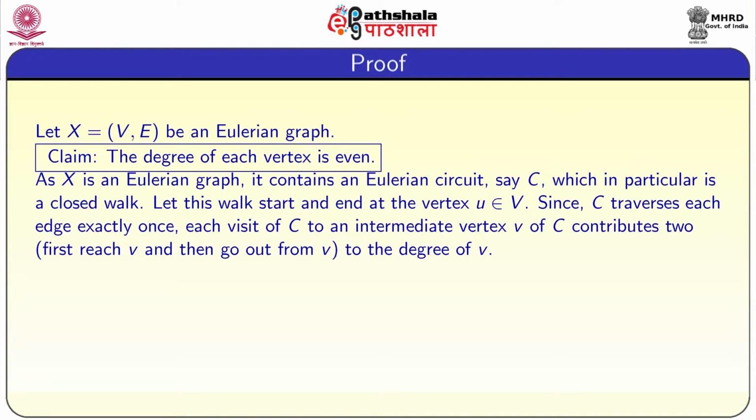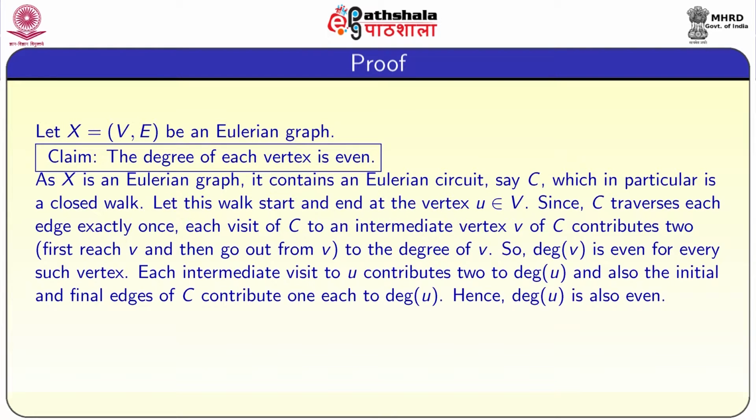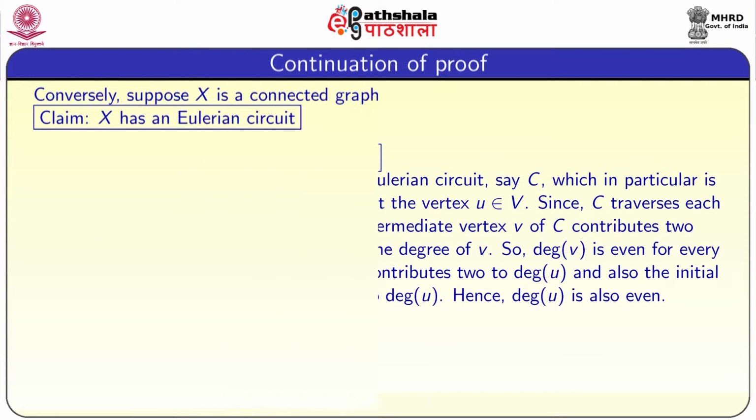First we reach v and then we go out of v. So the degree of v is even for every such vertex. Each intermediate visit to u contributes 2 to the degree of u, and also the initial and final edges of C contribute 1 each to the degree of u. Hence, the degree of u is also even.